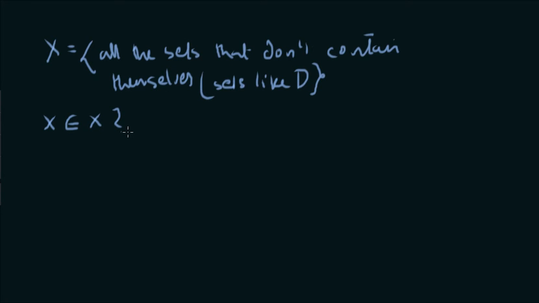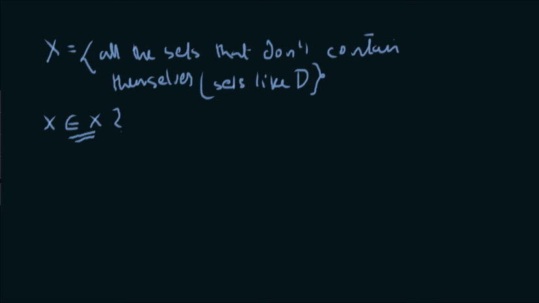Okay, now let's think about it. This part is very crucial. Okay, so pay attention now. Suppose this is true. Okay, X belongs to X. Now X contains only elements like D, so it means that X contains only sets which do not contain themselves, right?